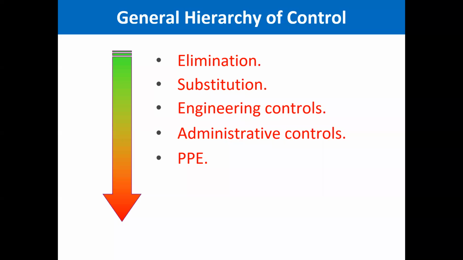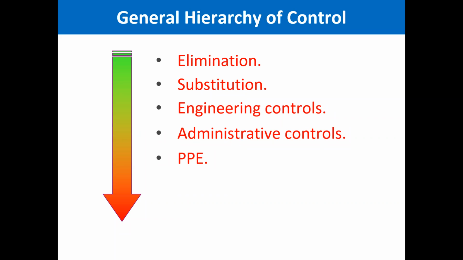Now, when we put in control measures, those control measures will have to be put in place in a certain sequence, in a certain priority. This sequence or priority is called the hierarchy of controls. Now, the best option of getting rid of a risk is by elimination.